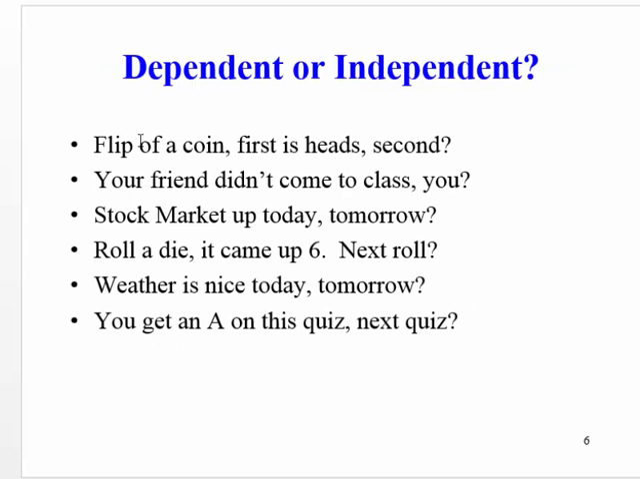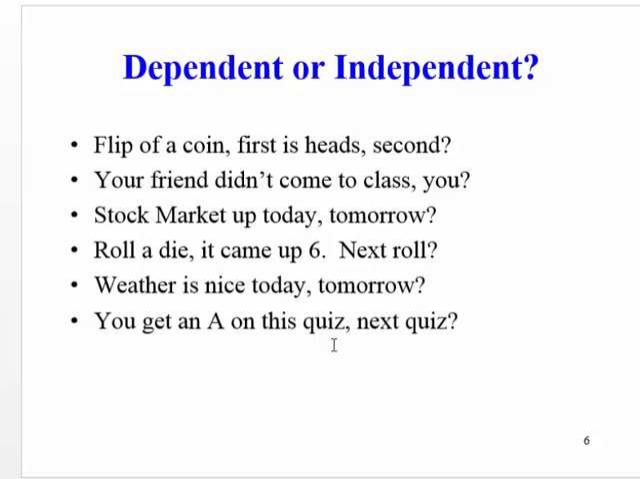Okay, so here's some examples. You flip a coin, the first one's heads. The second, independent or dependent? Completely independent. A friend comes to class, you, might be dependent, might be independent. Stock market up today, tomorrow, there could be general trends, so that could be dependent. You roll a die, it comes up 6. Next roll, completely independent. Weather's nice today, what about tomorrow? There's generally nice times and then there's generally stormy times, so it's probably dependent.